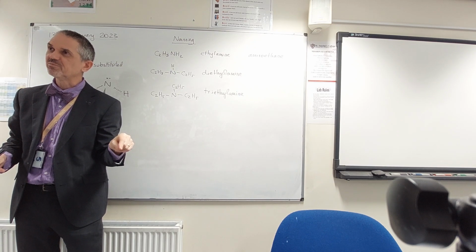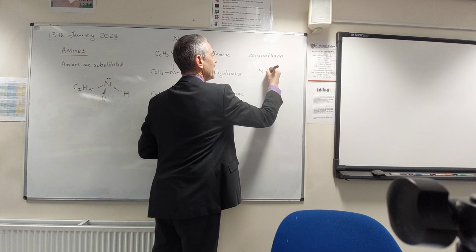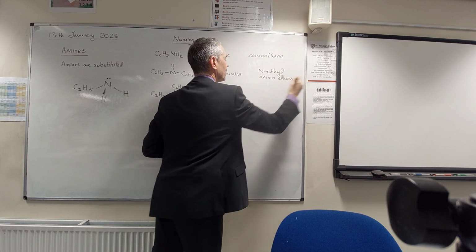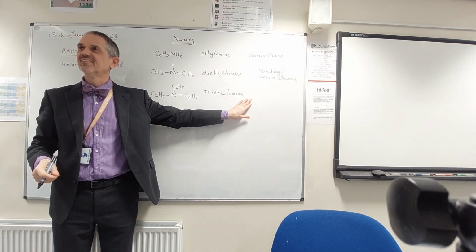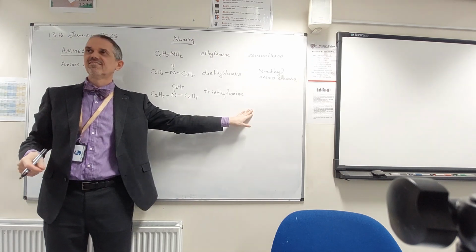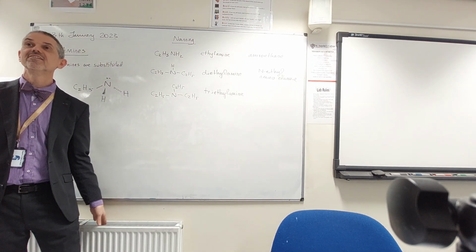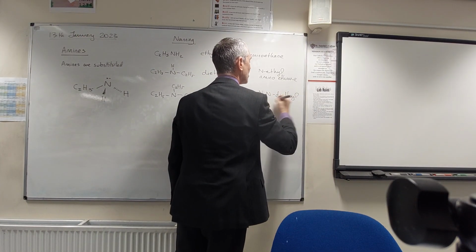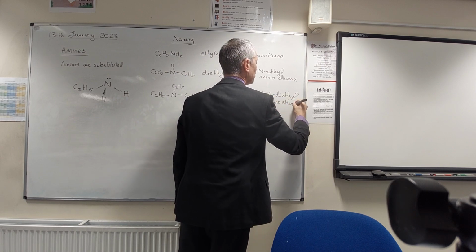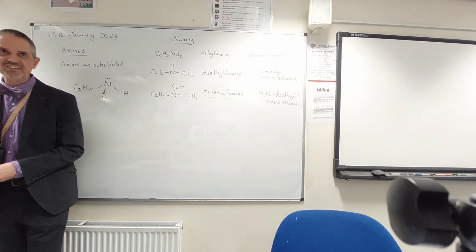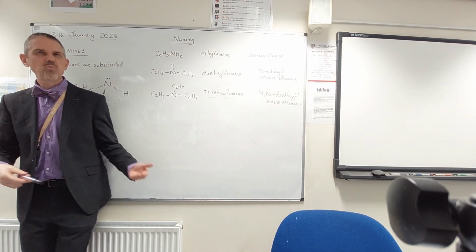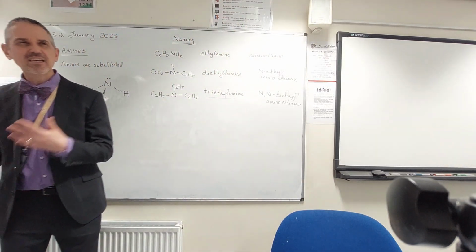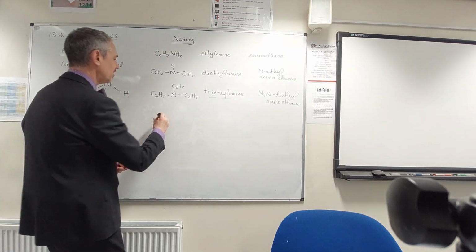So how would we say that in the name? N-ethyl amino ethane. What about the last one? N-diethyl amino ethane. Now, I don't know about you, but I find triethylamine a bit easier. So when you're looking at a molecule, you're making a decision about which name system is easier. Sometimes the decision will be made for you.